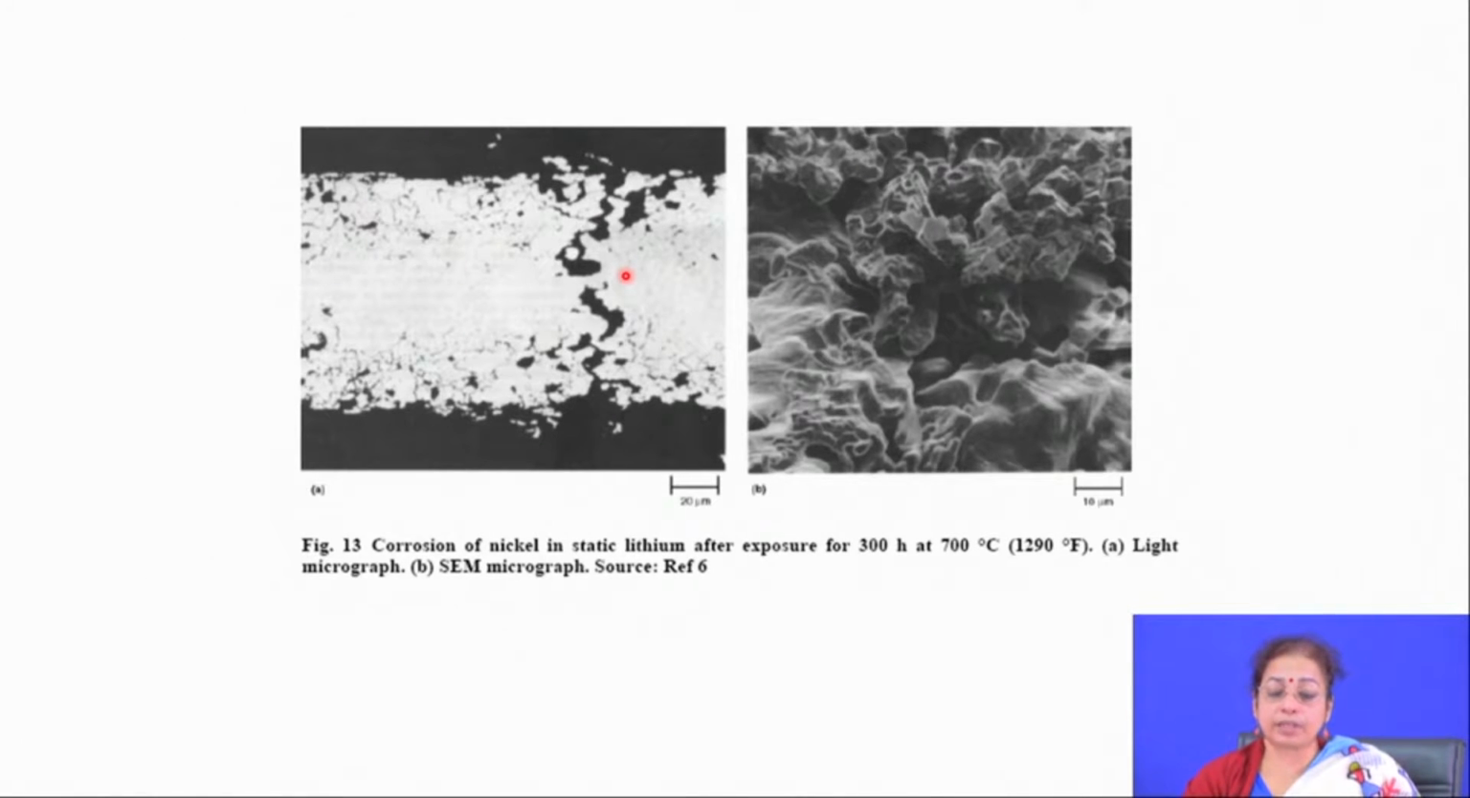This is corrosion of nickel in a static lithium environment after exposure for 300 hours at 700 degrees Celsius. Here also you can say that porosities are interconnected in nature, and on the surface they look like big holes.